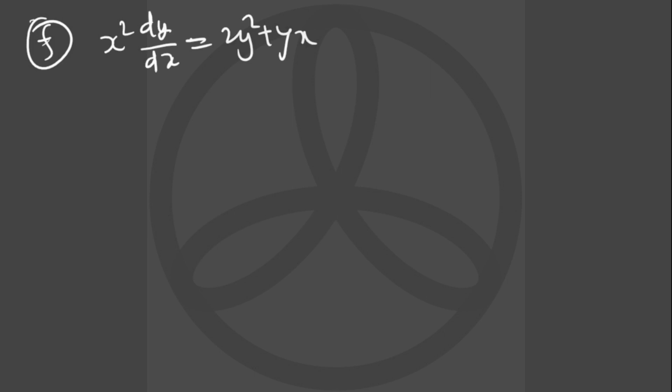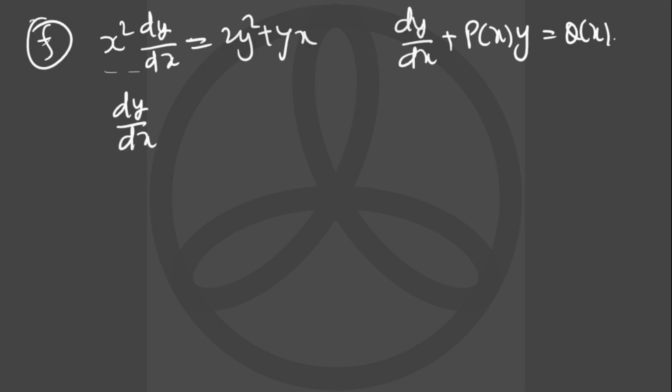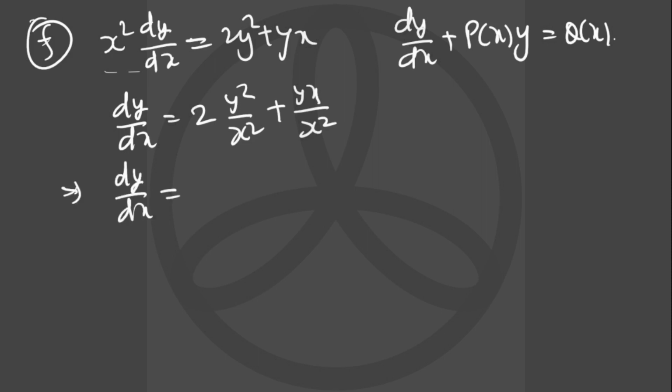Bernoulli's equation in this: dy/dx + P(x)y = Q(x). I think we need to form something like this in order to resolve this one. I divide the entire expression by x² to get dy/dx + 2y/x = y²/x², and dy/dx here will be actually y/x + 2 = y²/x².